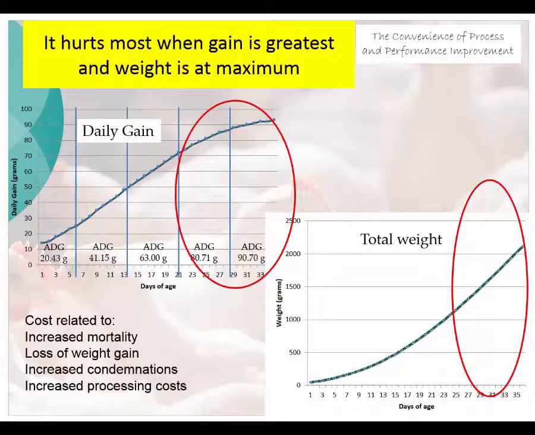So if you look at what is affecting our production cost, we have to look at different issues. Costs can be related to increased mortality, loss of weight gain, increased condemnations, and by that also increased processing costs. You can say these are still all individual things, but in a production unit, this will all add up.